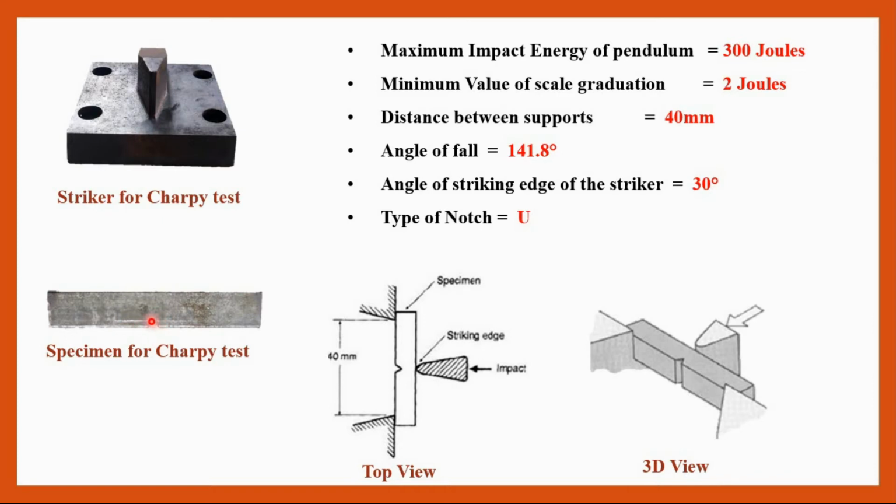A U notch is provided in the specimen to concentrate the stresses in a single position, and we need to place the specimen in such a way that the notch is on the tension side, nothing but away from the striking edge. The striking edge will be like this, and the notch should be away from that striking edge. Okay. So, this is regarding the Charpy test with the striker and the specimen detail.